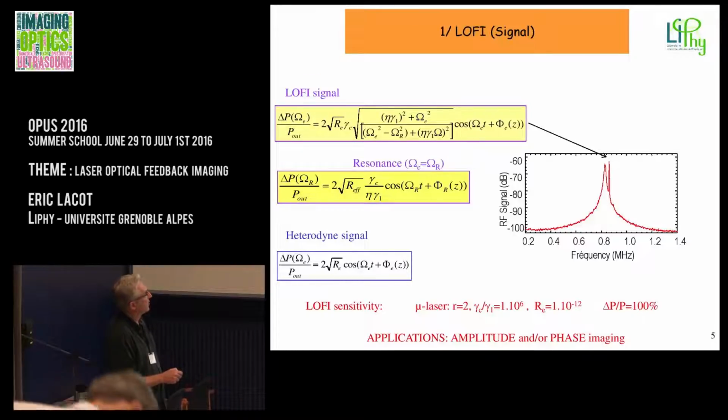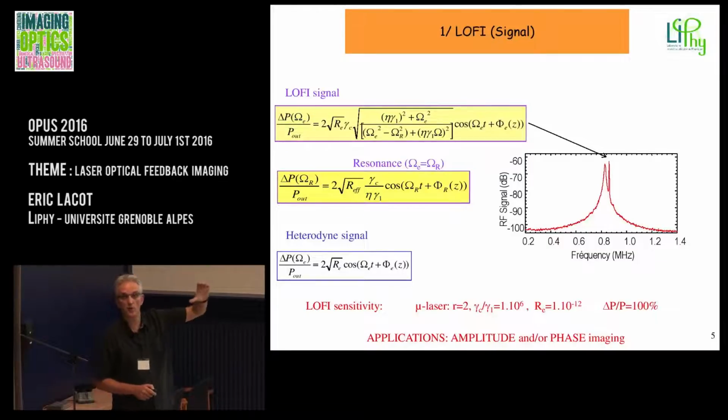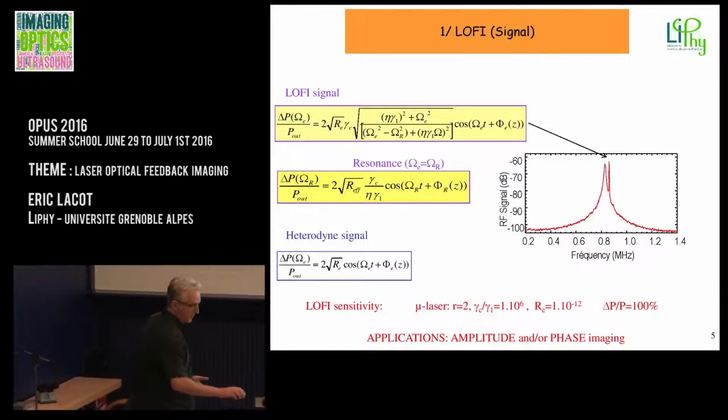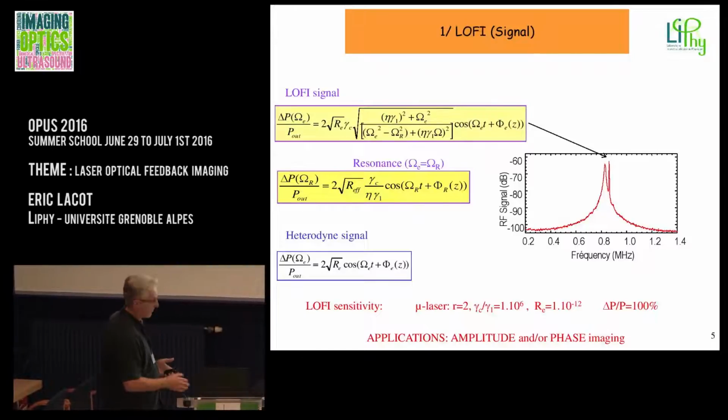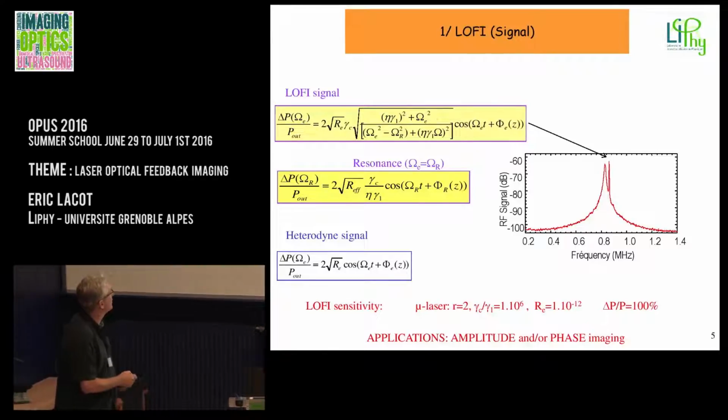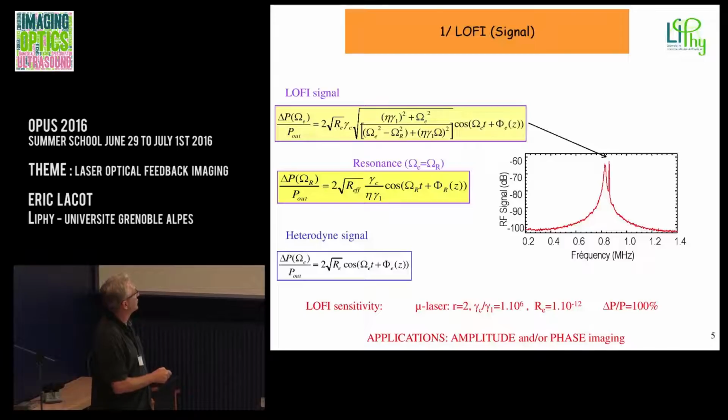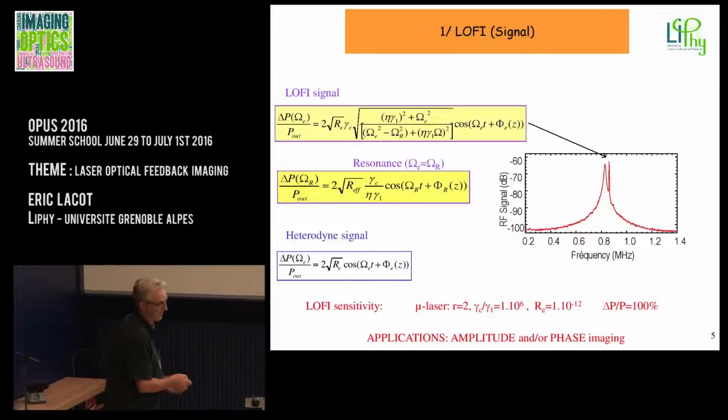This is the damping rate of the cavity divided by the damping rate of the population inversion of our laser. And we have found a laser, so you have a comparison with the heterodyne signal. So the same thing: the reflectivity of the target, the phase of the signal, and the main difference comes from this gain here, which is due to the laser dynamics, in fact.